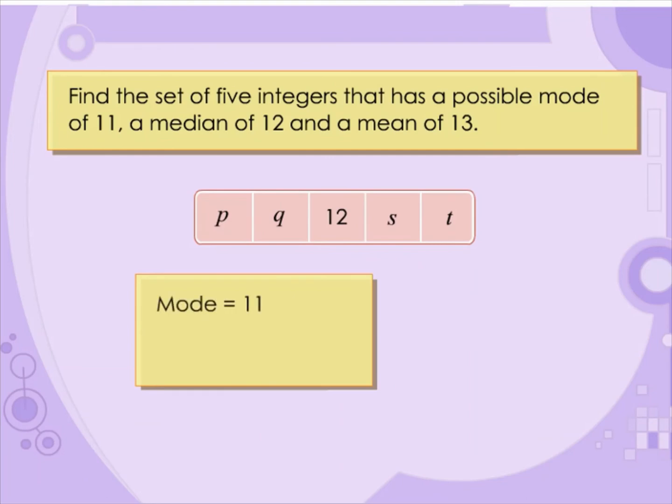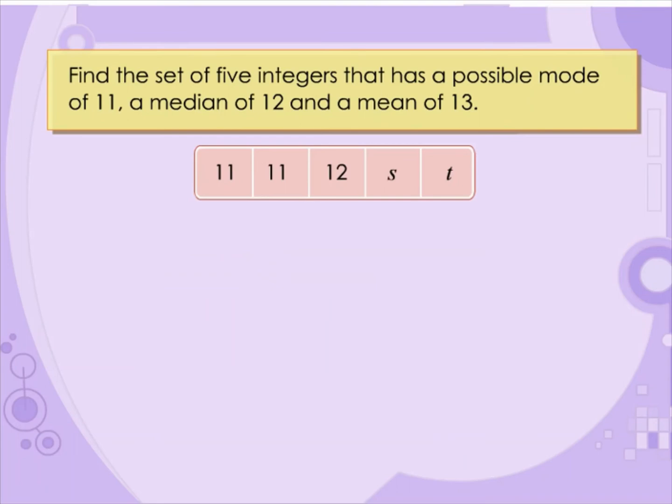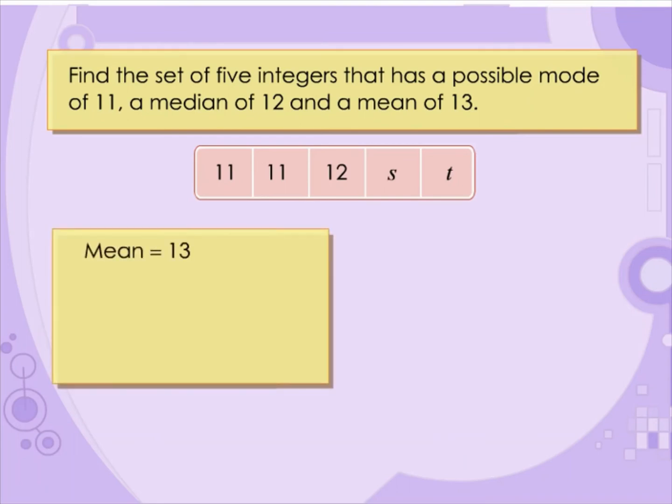We are also given that the mode is 11. Therefore, two of these values are equal to 11. Let's say P and Q are 11. We are also given that the mean is 13.